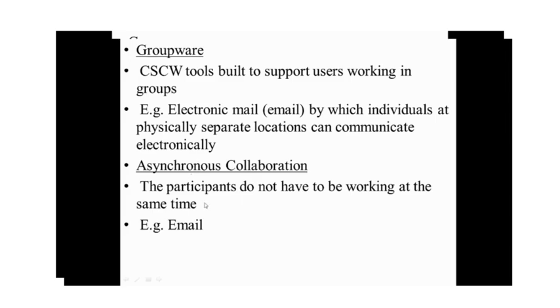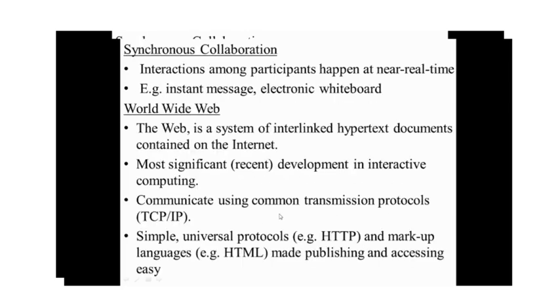Asynchronous collaboration: participants don't have to be working at the same time. Example: email. Synchronous collaboration: interaction among participants happens in near real time. Examples: instant messaging, electronic whiteboard. World Wide Web: the web is a system of interlinked hypertext documents contained on the internet. Communication uses the common transmission protocol TCP/IP. Example: the universal protocol HTTP and the markup language HTML made publishing and accessing easy.